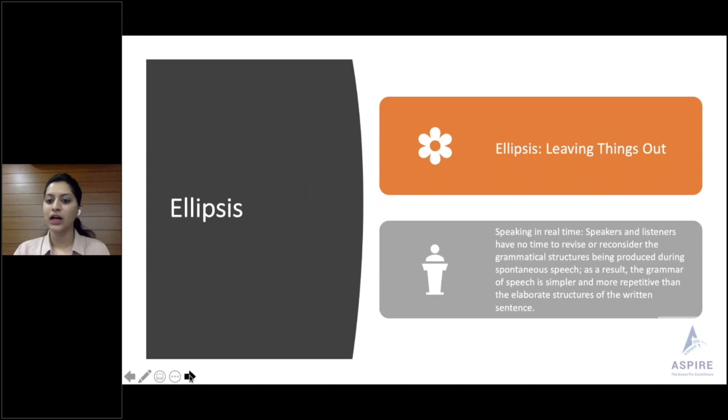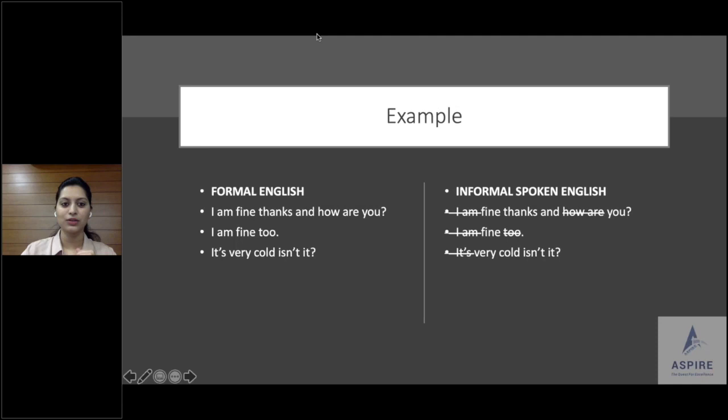All right, ellipsis. So ellipsis means leaving things out. I'm sure you guys are aware of formal and informal English. For example, when we text, that is informal English. So let's just take a look at a few examples.